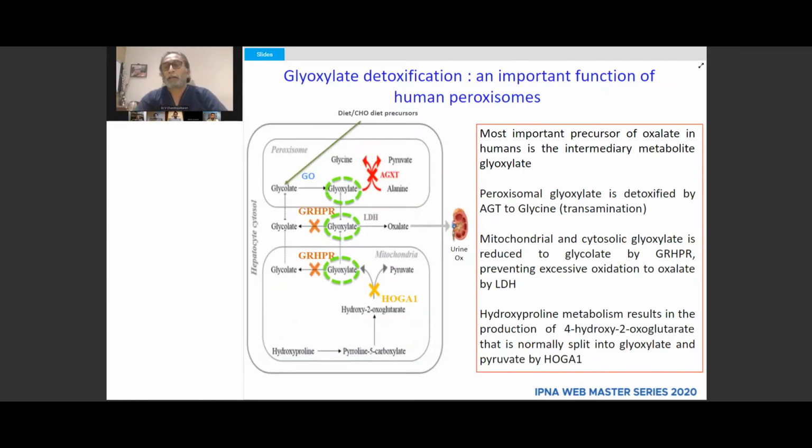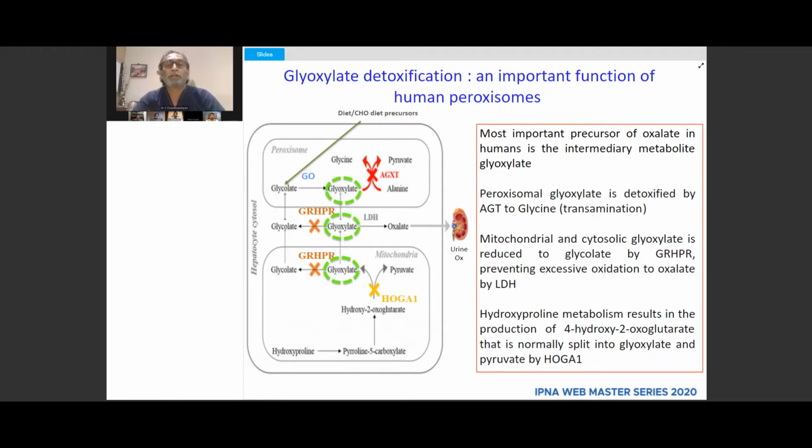Oxalate, as we know, is a metabolic end product of no known use in humans. The most important precursor of oxalate in humans is the intermediate metabolite glyoxylate, which is synthesized from glycolate by the liver-specific enzyme glycolate oxidase. The source of glycolate is again unclear. It can be from plant sources or from dietary carbohydrate precursors.